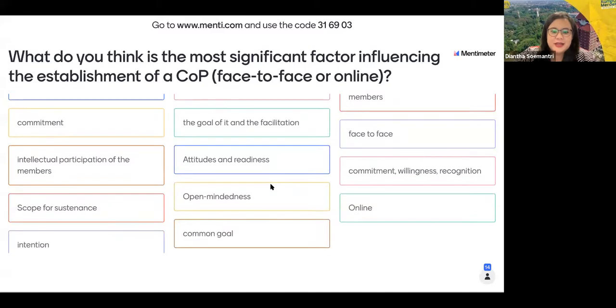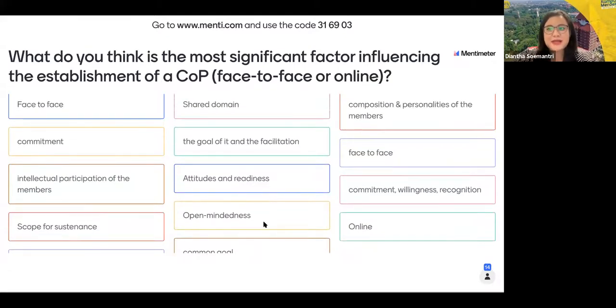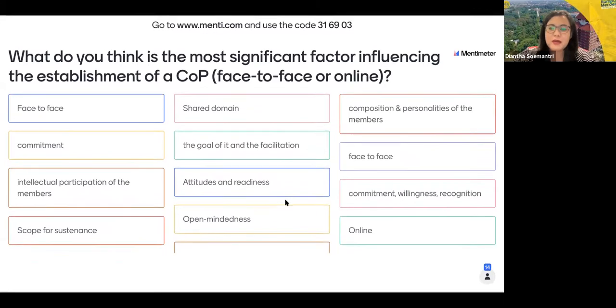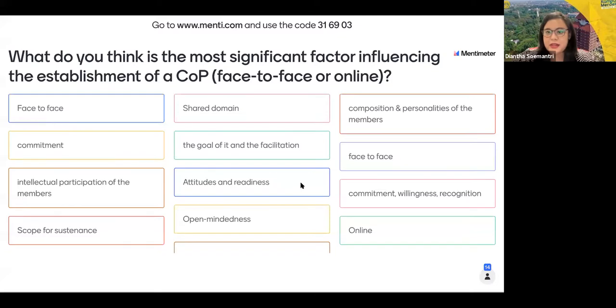Attitude and readiness, open-mindedness, common goal. Thank you very much. Open-mindedness is very important because we want to learn from each other. Therefore, we need to be open-minded to everything. Composition and personalities of the members.